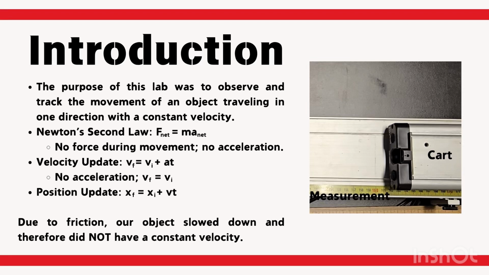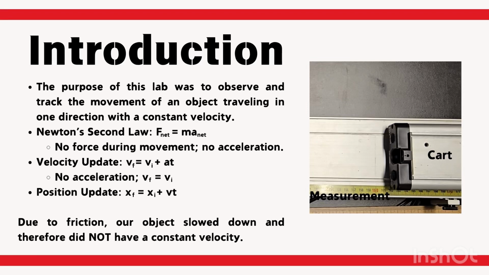Moving from Newton's second law to the velocity update, since we know that there's no acceleration, in the velocity update the factor of a times t will cancel out, therefore leaving us with the final velocity equaling the initial velocity. And then for the position update, the final position is equal to the initial position plus the product of velocity times time. Since we know that final and initial velocity are the same, if there's no force during Newton's second law, then we can use either final or initial velocity in our position update formula.